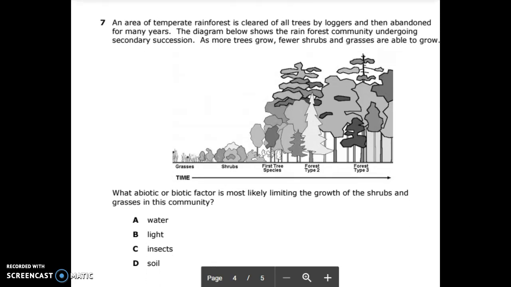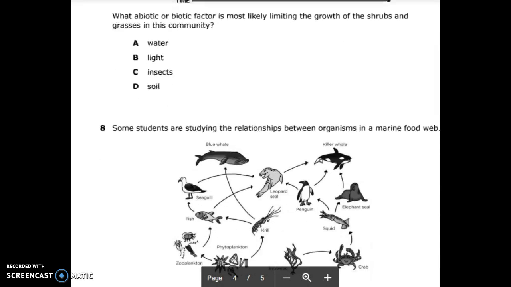Question 7. An area of a temperate rainforest is cleared of all trees by loggers and then abandoned for many years. The diagram below shows the rainforest community undergoing secondary succession. As more trees grow, fewer shrubs and grasses are able to grow. So look at the diagram. What abiotic or biotic factor is most likely limiting the growth of the shrubs and the grasses in this community? A, water. B, light. C, insects. D, soil.